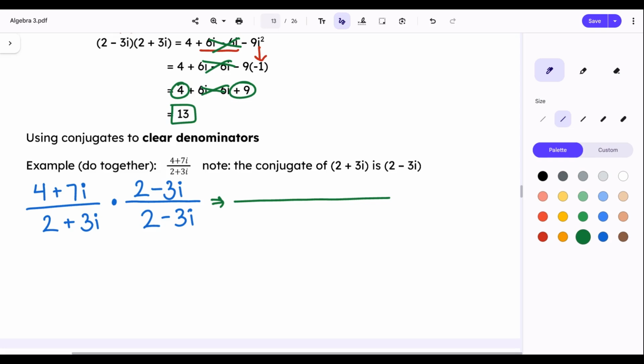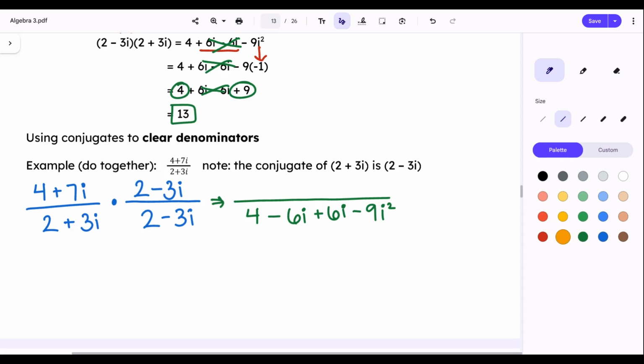So on the bottom, if we FOIL, first terms would be 2 times 2, which is a 4. Outside terms would be 2 times -3i, so that becomes a -6i. The inside terms are 3i and a 2, so that would be 6i. And last would be 3i times a -3i, which is a -9i squared. And that should look exactly like what we talked about up above, okay? I'm not throwing any curveballs there. Everything about that looks the same.